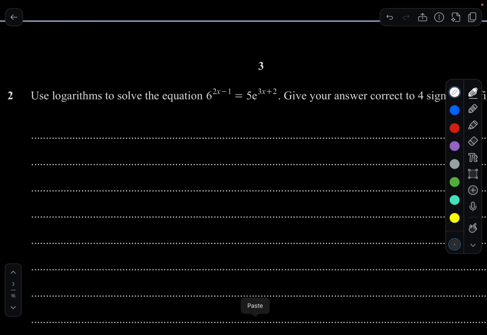For this one, since there's e there, you introduce ln on both sides. So there's e to the power of 2x minus 1 equates to ln of 5e to the power of 3x plus 2. So then you have that. And then here you have to say ln of 5 plus ln of e to the power of 3x plus 2. This is where most of you got it. Okay, two of you got it wrong at this stage.